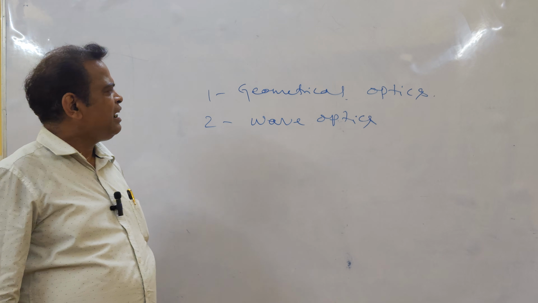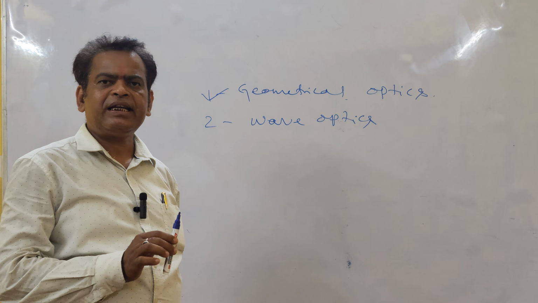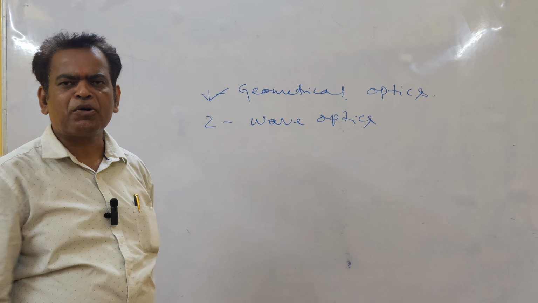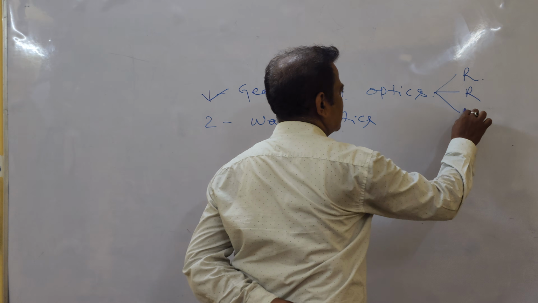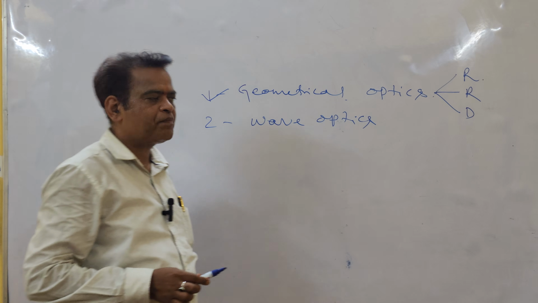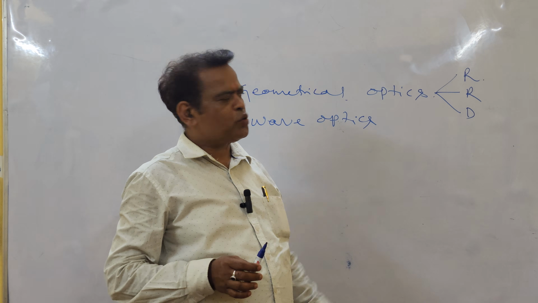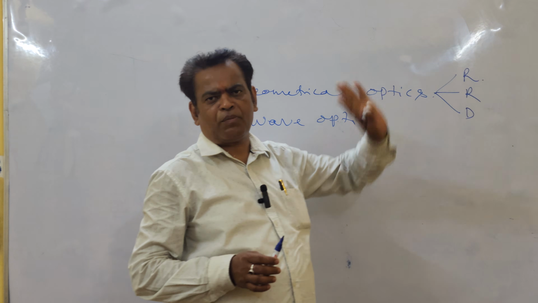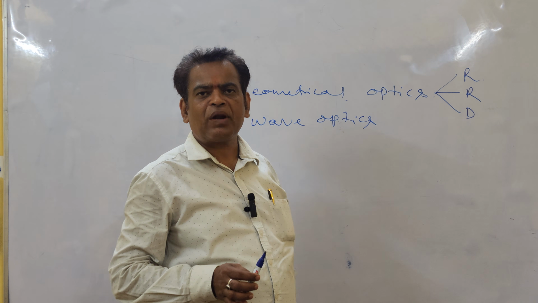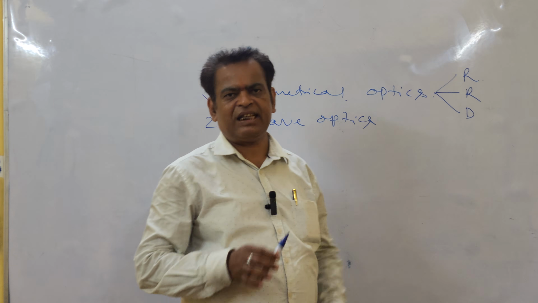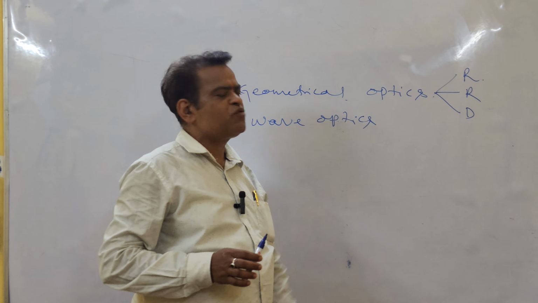Initially, in geometrical optics, or ray optics, we will discuss reflection of light, refraction of light, and also dispersion of light. Since reflection can be obtained from a mirror, we will also discuss mirrors in reflection of light. In refraction of light we will discuss the lens, and in dispersion we will discuss the prism. Mirror, lens, prism: we have to discuss these in the geometrical optics, or ray optics, part.